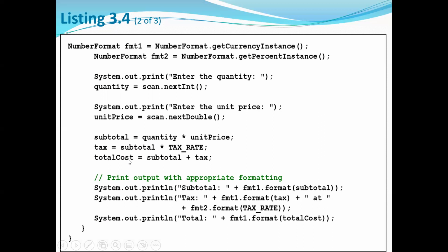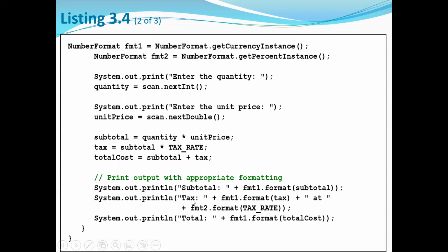Then the total cost should be in currency. So I'm going to use the object FMT1. So we can see in our printout statement, System.out.println, the subtotal, we have FMT1 dot, we have to use the format method, and the argument is the variable that you want to format. So we know the subtotal is the price. FMT1 is the get currency instance for currency format. So we have FMT1.format(subtotal).